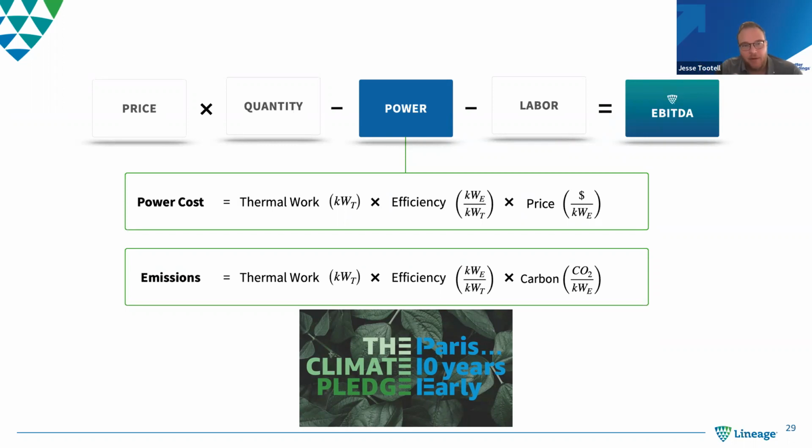And then within power, how we think about power cost is just like driving a car. We have a certain amount of thermal work we need to get done. That's heat removed from the product and from the room. That's the number of miles we have to drive on a road trip.